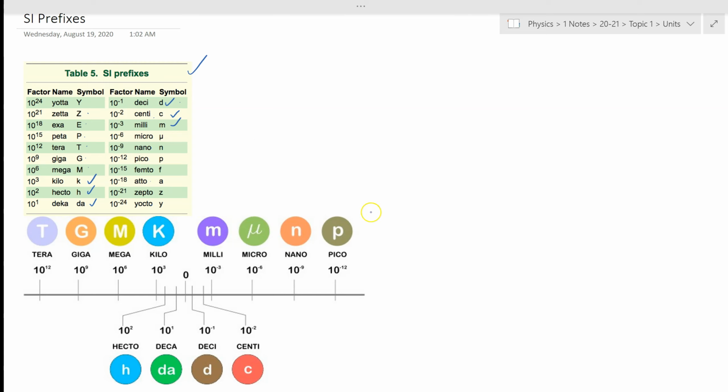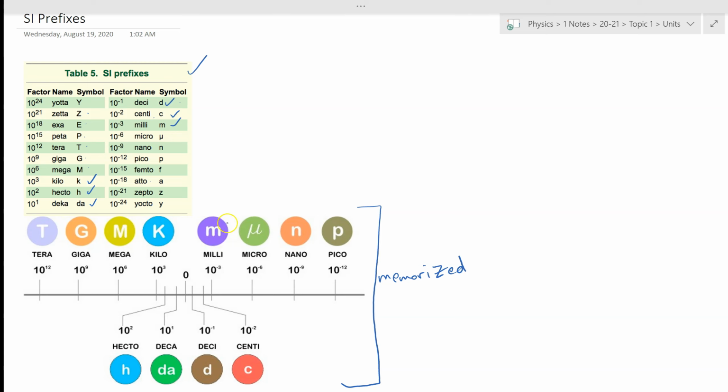A much more reasonable range of prefixes is right here on this number line. So basically from 10 to the 12 to 10 to the negative 12. I would expect you to have these memorized. And once you use them a good bit, it's not that hard. It's not that hard to remember these once you start using them.